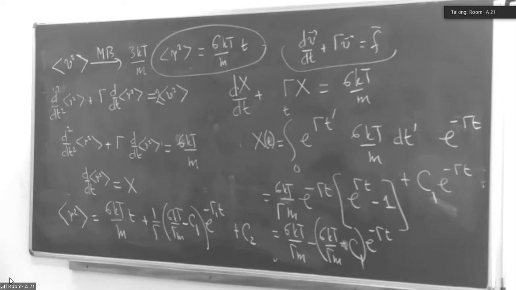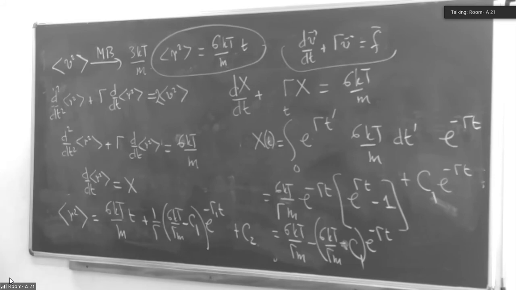And on an average, it doesn't go anywhere, but if I look at the R square average, then there is a result. So that's Einstein 1905 made easy.